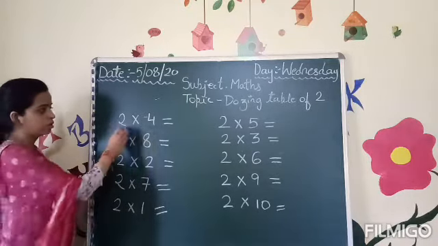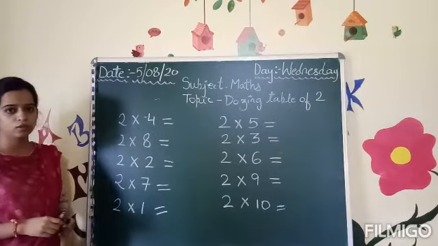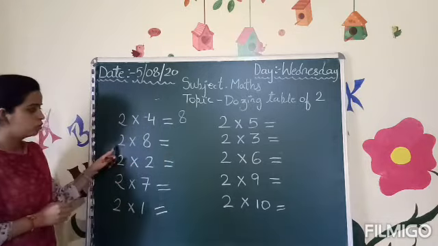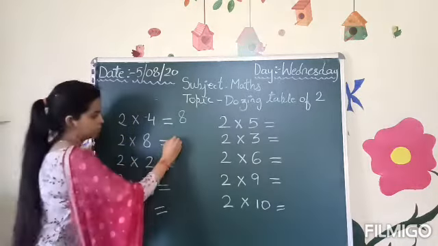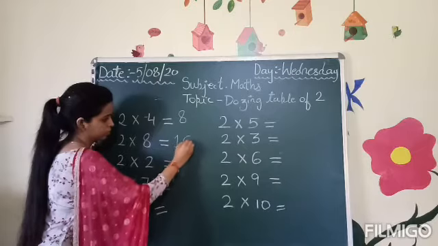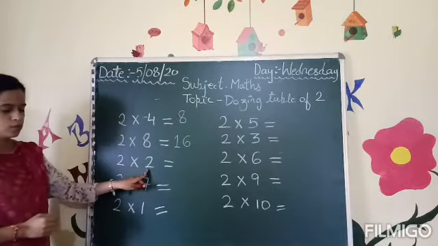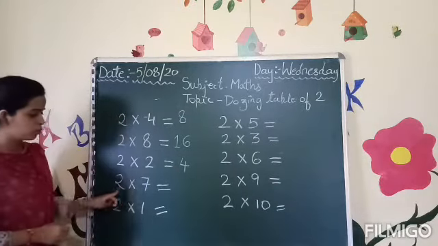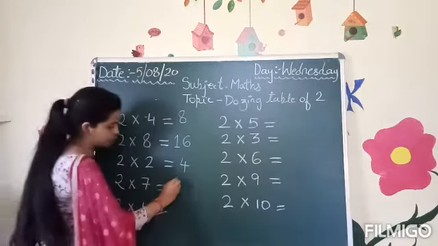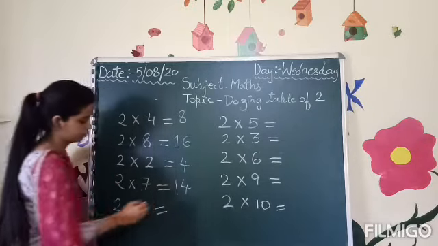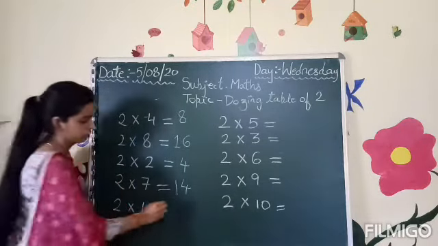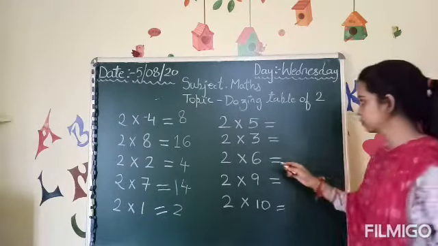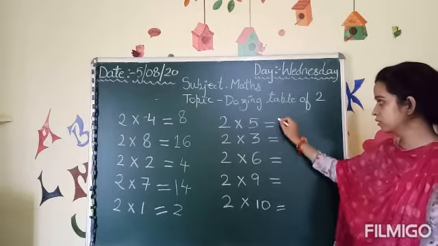Sabse pehle kya likha hai 2 4s are. 2 4s are kitna hota hai 8. 2 8s are 16. 2 2s are 4. 2 7s are 14. 2 1s are 2. 2 5s are 10.